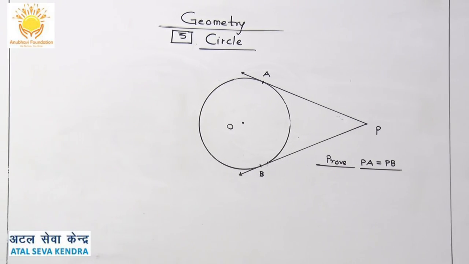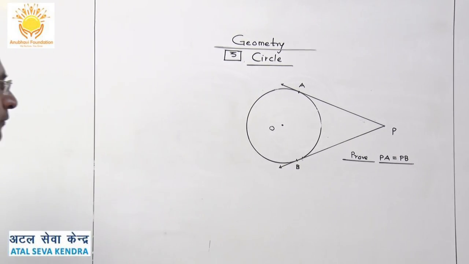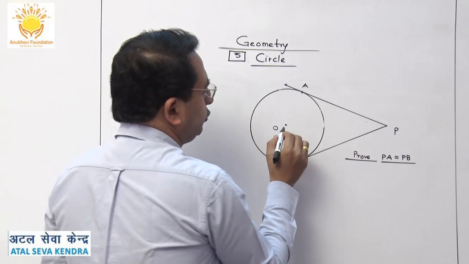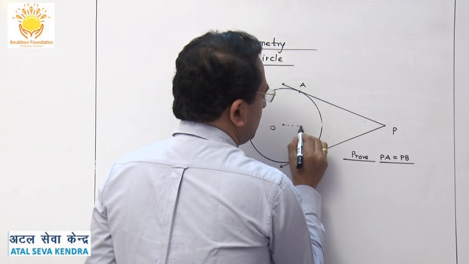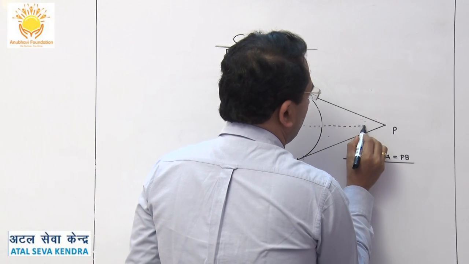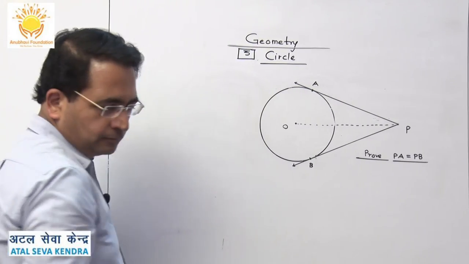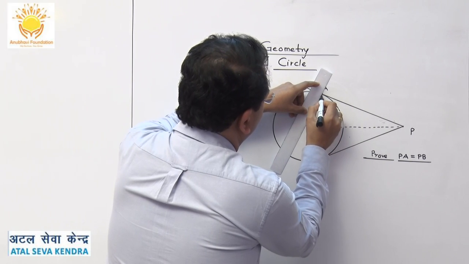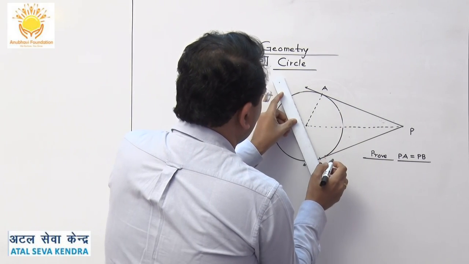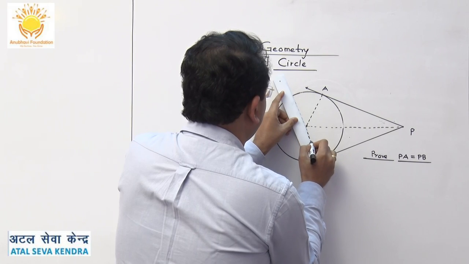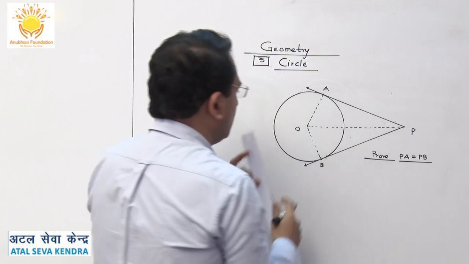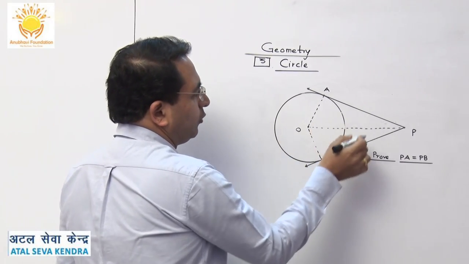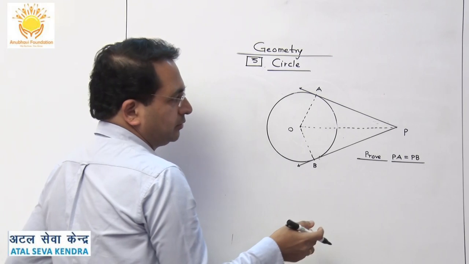This is part of two triangles, but you don't observe any triangle here, and that's why there is a need to do a construction. Construction is dotted. So we join OP, then we join OA, then we join OB. So we have drawn these two triangles. Now we have to prove these triangles congruent by some test.